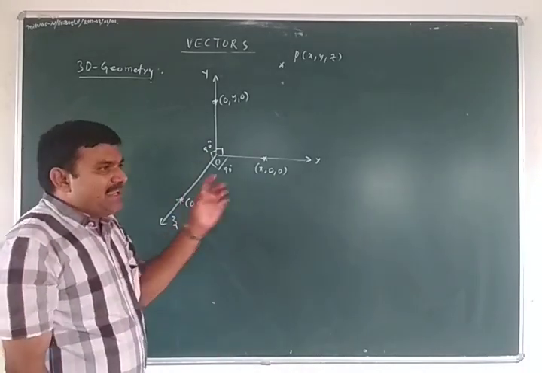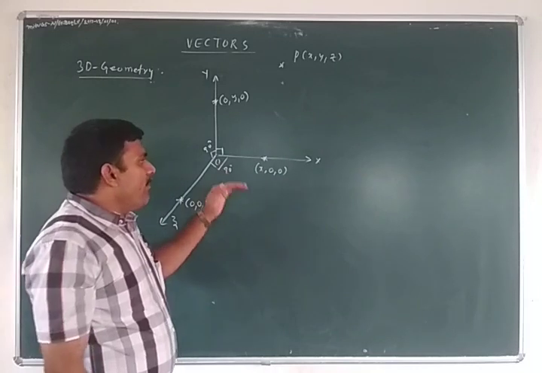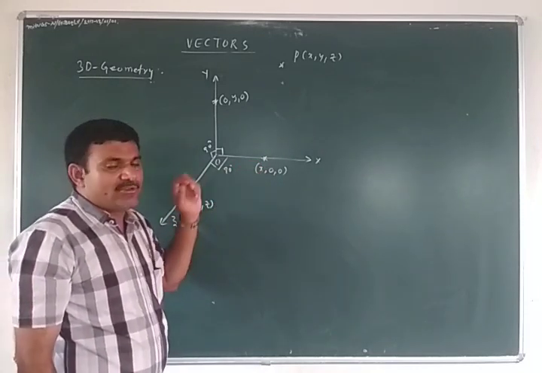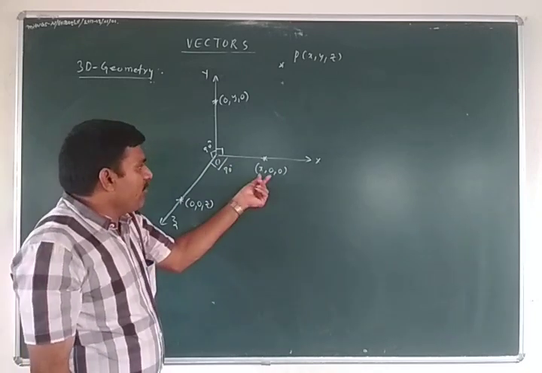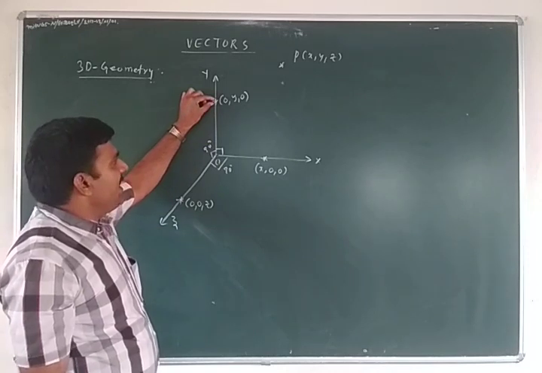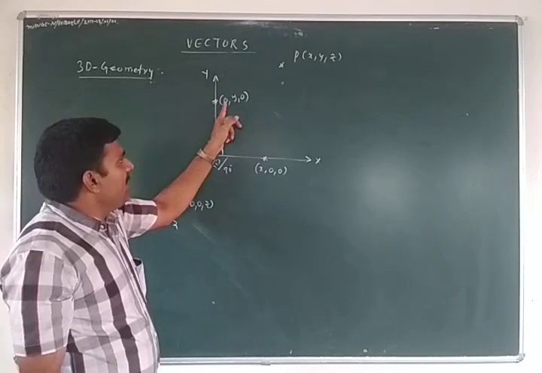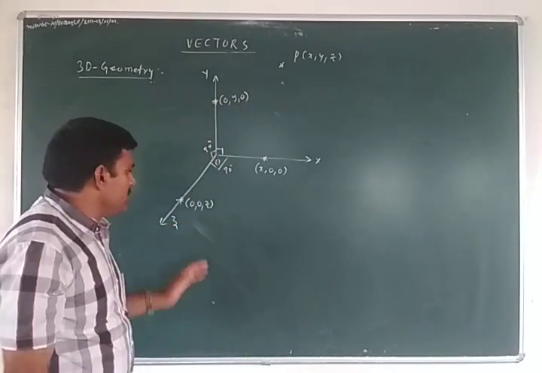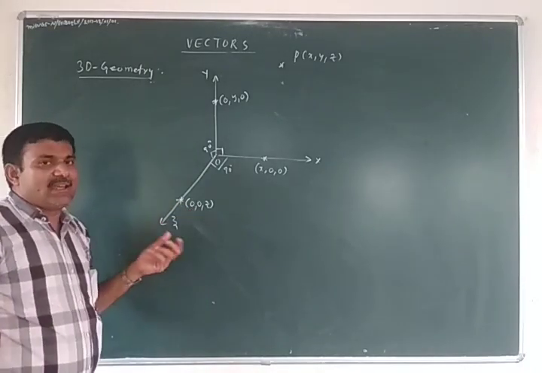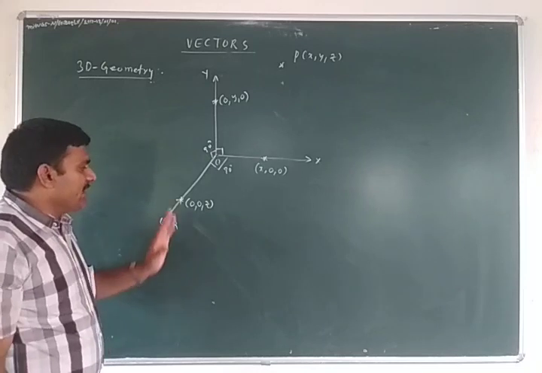The basic concepts to remember: point lies on x-axis means only x has a value, and the remaining two values, the y coordinate and z coordinate, are zeros. Point lies on the y-axis means only y has a value, and the remaining x and z are zeros. Point lies on the z-axis means the x and y coordinates are zeros, and z remains as it is.